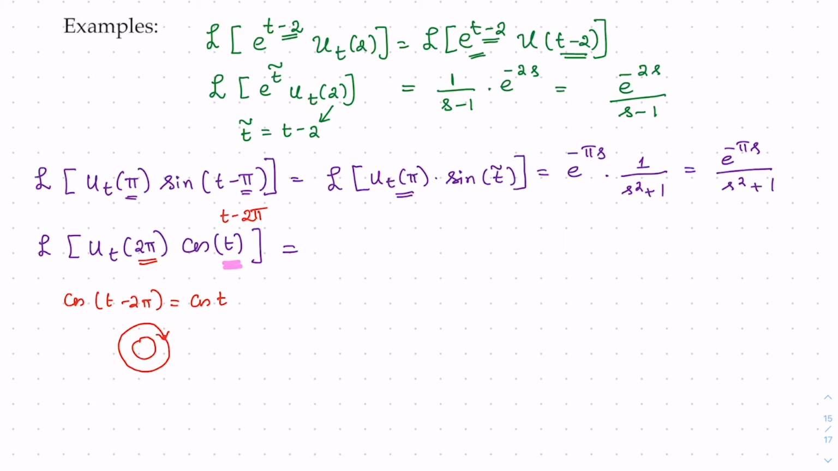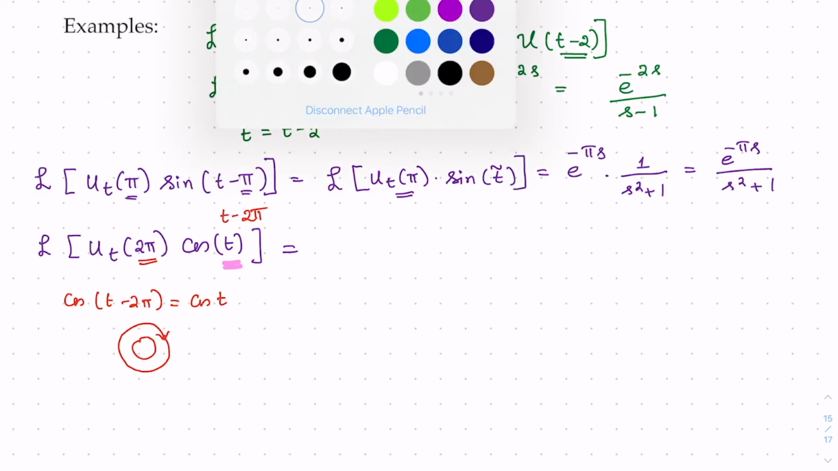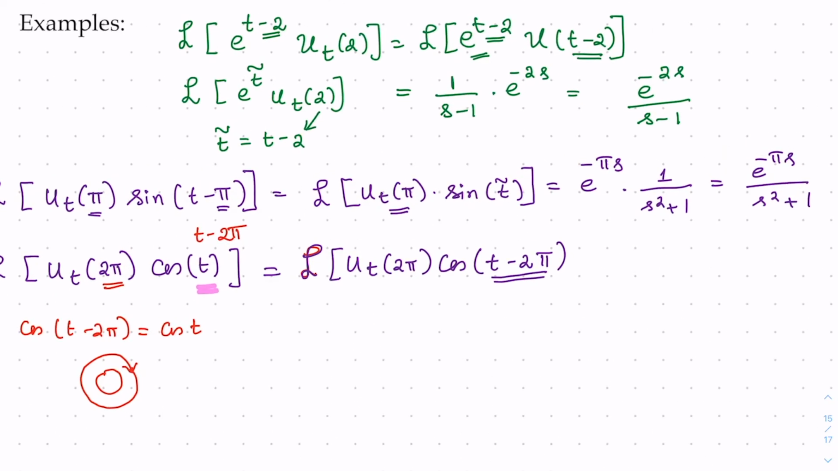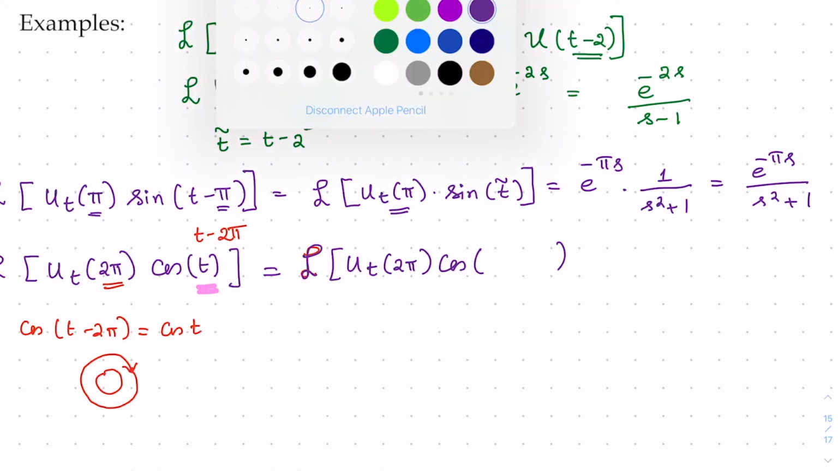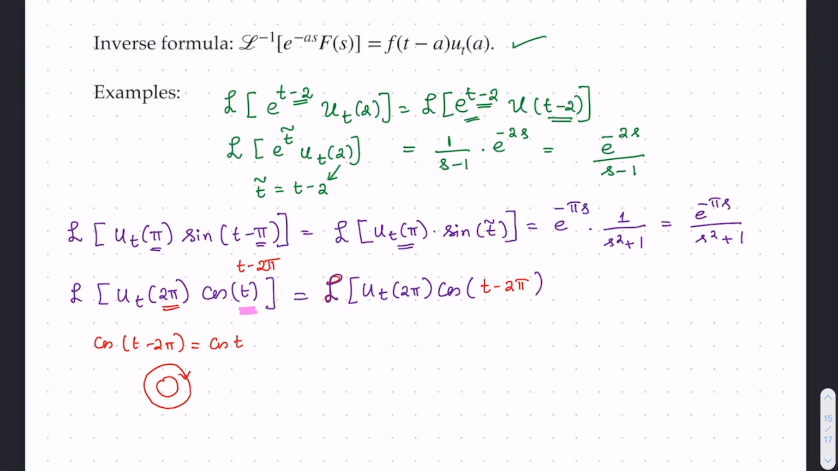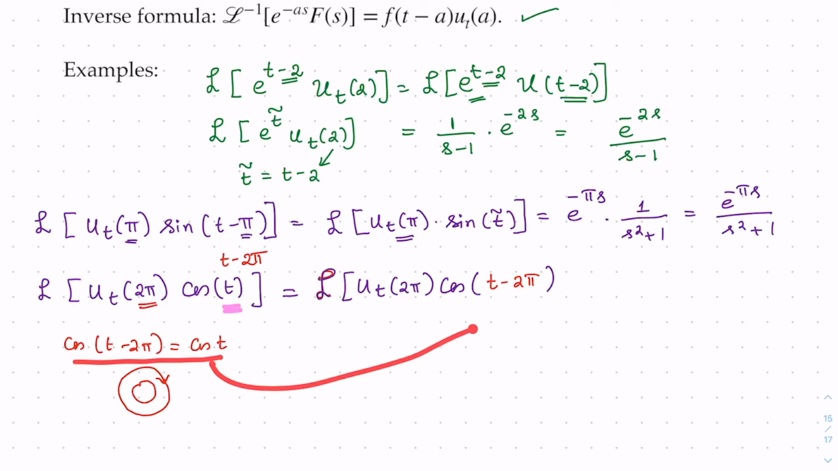So I'm going to rewrite this as Laplace of u t of 2 pi times cosine of t minus 2 pi. I'm replacing t by t minus 2 pi in here. I want you to pay close attention. Let me change the color, because of this property right here. I am allowed to do that because of that particular property.